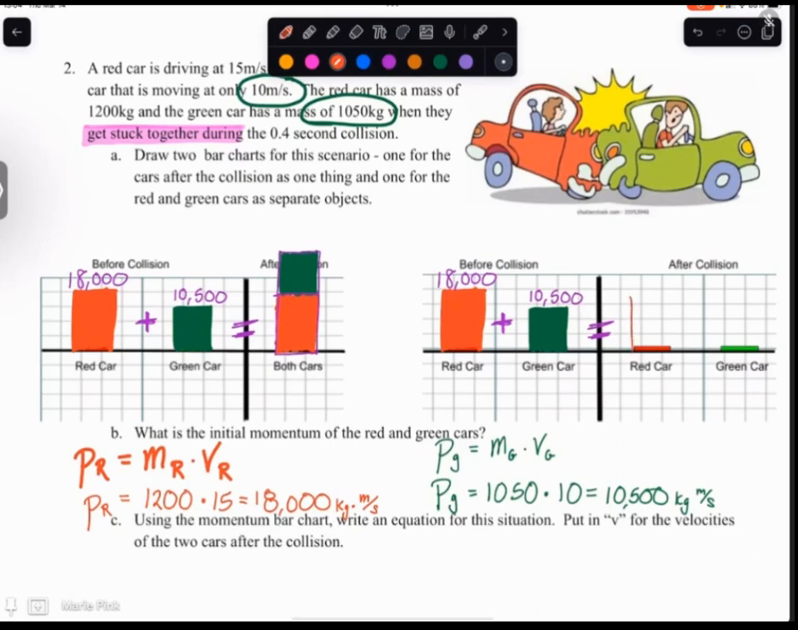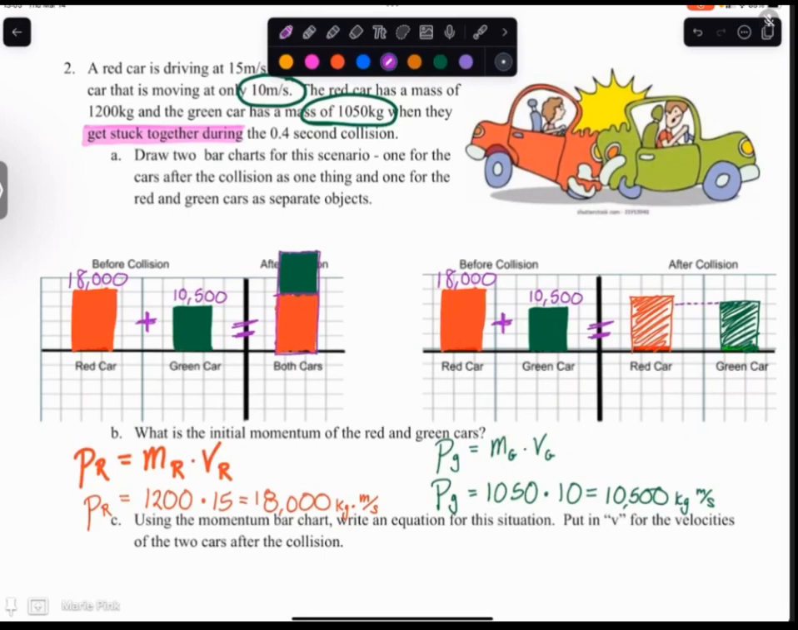So I know that the red car is going to have to slow down a little bit when it gets stuck together. And that means that the green car is going to speed up a little bit, but that doesn't mean that they're going to have the same momentum. In fact, they will definitely not have the same momentum because they have different masses and they're going to be going the same speed. So these are not the same height. They're closer together, but they're not the same.